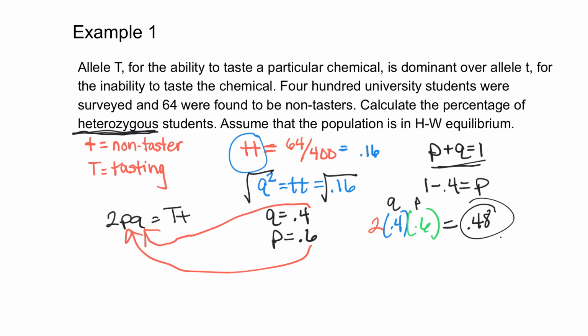0.48 would be the, and now we have to calculate the percentage. So we just have to turn 0.48 into a percentage. And so we know that the percentage of heterozygous individuals is 48%.